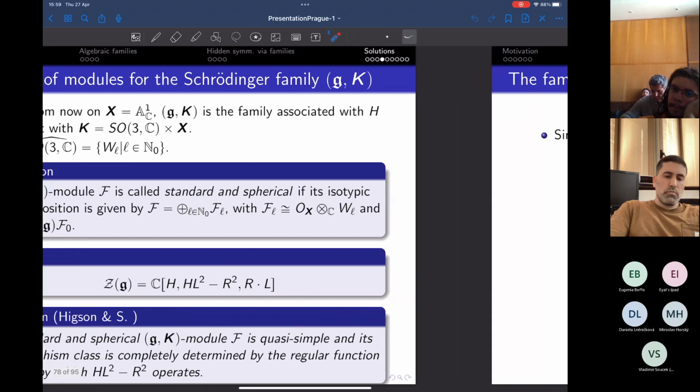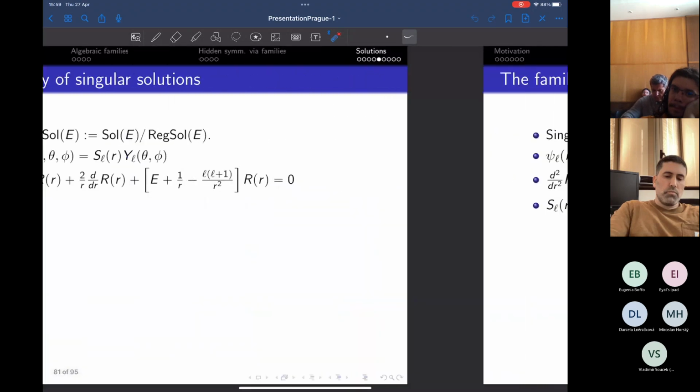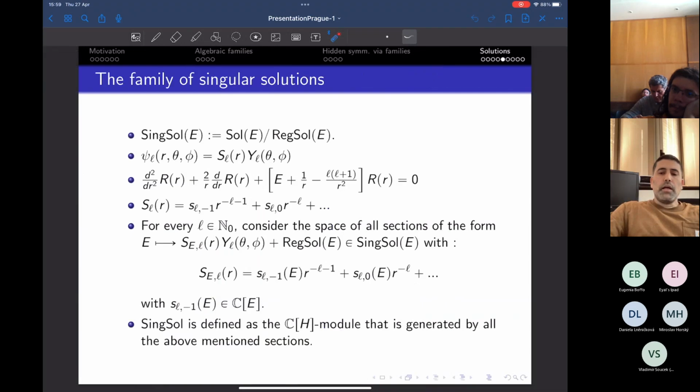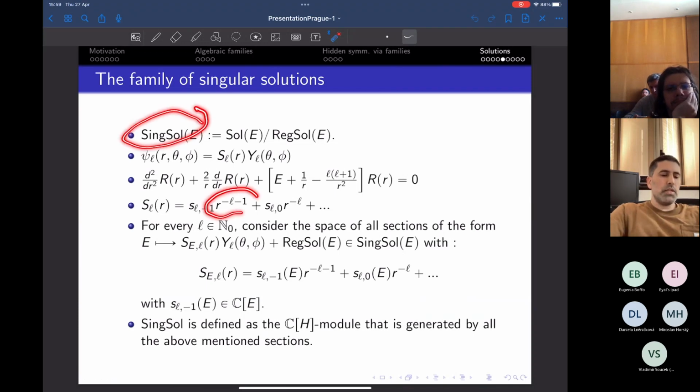I'm just going to briefly explain. I've mentioned what standard and spherical are, and the fact that you can classify them. Similar to the regular solution case that I described, there is an analogous thing for singular solutions, solutions whose leading term is behaving like 1 over R to the L plus 1. And you can get a dual family, some singular solutions.